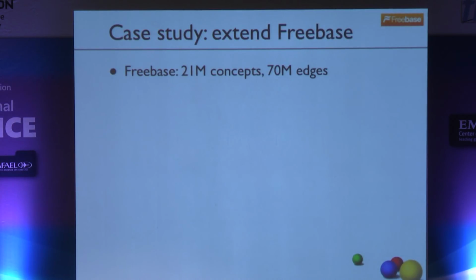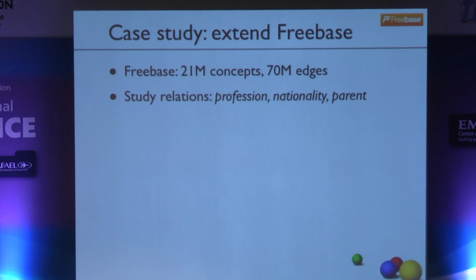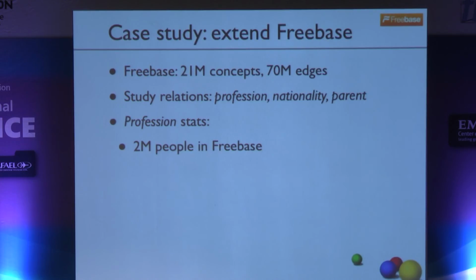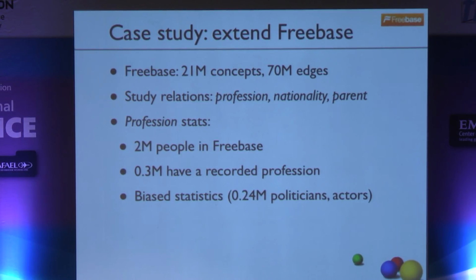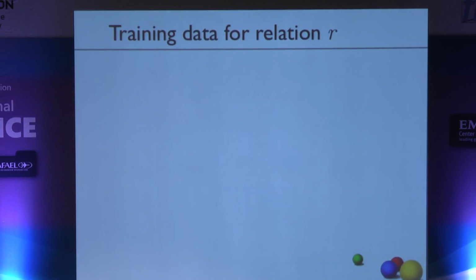So let's do a case study. Here's a medium-sized problem, although it needs some parallelization. We have Freebase, which at the time had 21 million concepts, nodes, and 70 million edges. We're going to study three relations: profession, nationality, and parent. Some stats: there were 2 million people in Freebase back then, of which only 300,000 had a recorded profession. Very, very sparse. Very biased toward politicians. Of those, 250,000 were politicians or actors. None of you was here, unless you have second lives I don't know about.